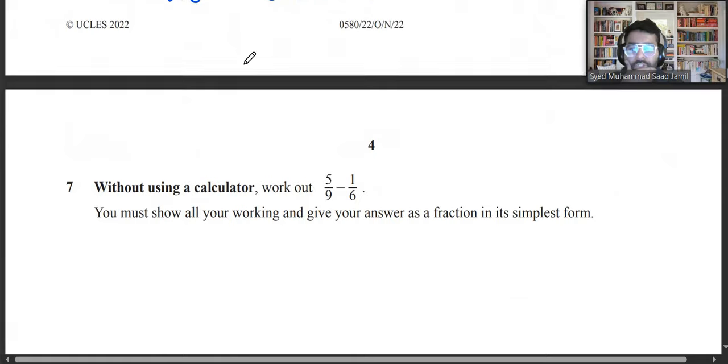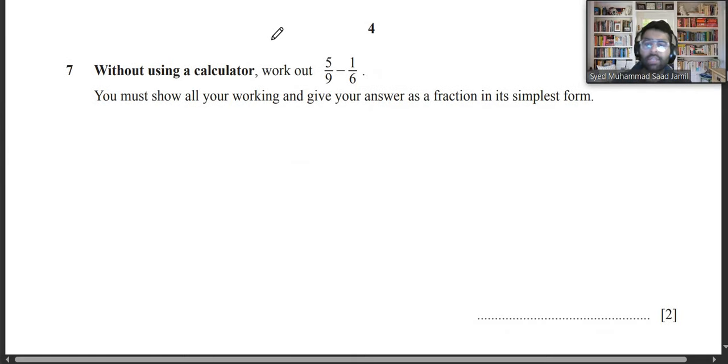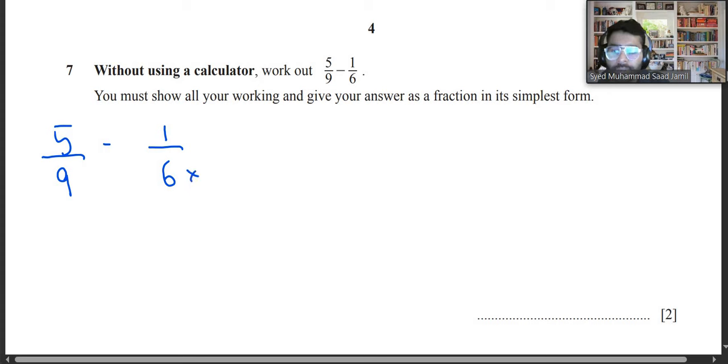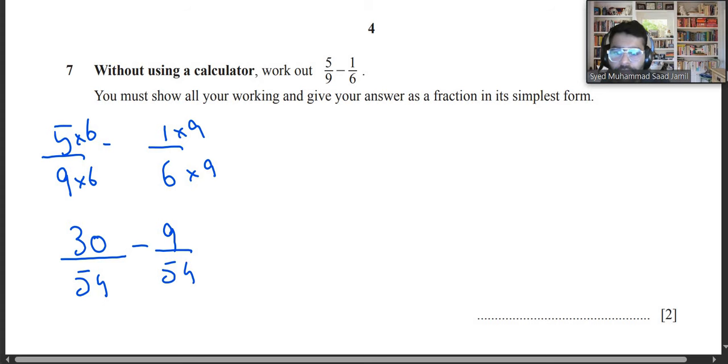Moving on to the next question, it says without using a calculator, work out this. You must show all your workings. Okay, just write 5 upon 9 minus 1 upon 6, my bad. Multiply this with 9, multiply this with 9 as well, multiply this with 6, multiply this with 6 as well. 5 sixes is 30 upon 9 sixes is 54, minus 9 upon 54. So 30 minus 9 is 21 upon 54.